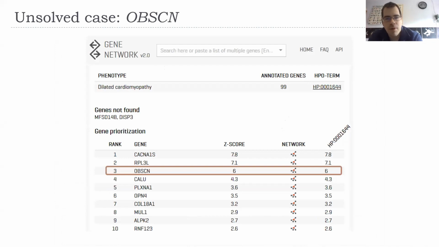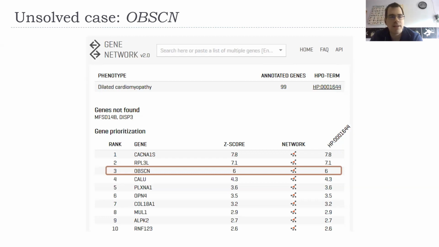But you can also, of course, apply this to unsolved cases, which is tremendously more interesting. And then we come back to this OBSCN gene. This was a patient with a dilated cardiomyopathy, and within the subset of genes that contain a putative causal variant, in third place we prioritized this OBSCN gene.